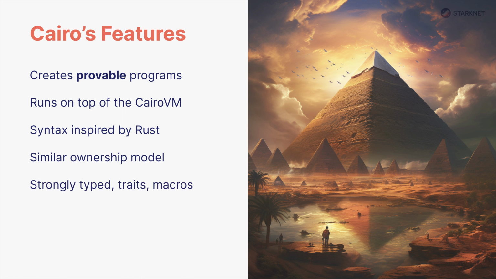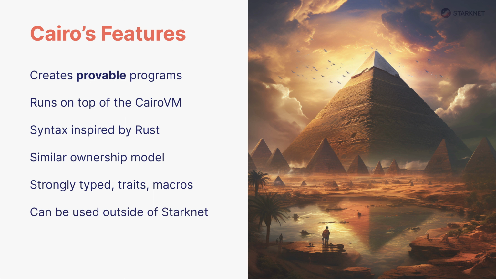Because Cairo's syntax is inspired by Rust, the language is strongly typed, uses traits for code reusability, and macros for metaprogramming. This style of programming language is more flexible than OOP languages like JavaScript or Solidity, and allows for the creation of more complex programs.